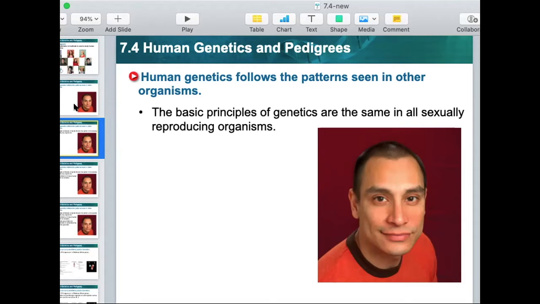So the basic principles of genetics are the same in all sexually reproducing species. So whether you're looking at a plant, an animal, or a human, they all need male and female to create a new organism. So plants have male and female parts, so do animals, humans. So because of that, we have similar principles that we can apply to all those organisms.